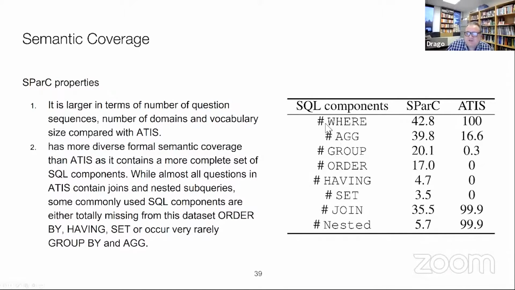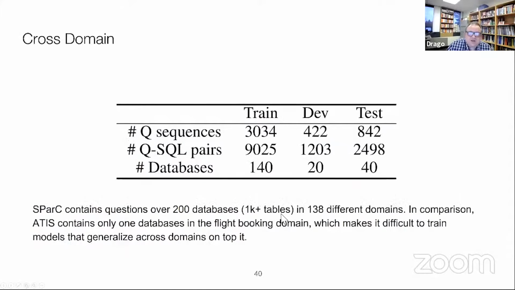So SParC, just like Spider, includes a lot of different SQL syntactic statements. So for example, it has a large number of aggregate commands and also nested queries. It is also cross-domain. So we have 140 databases for training, 20 for development, and 40 for testing.